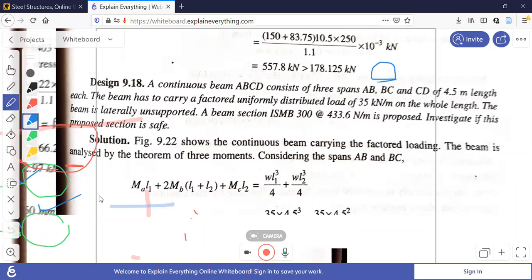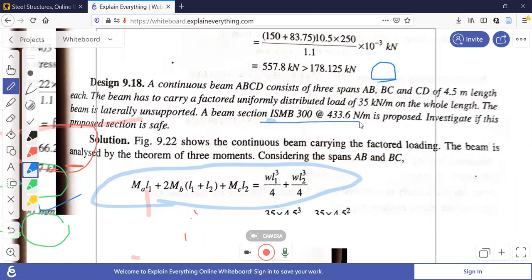What you have to do? You have to find out the moments. Find out the maximum moment. Then that factored moment has to be calculated, and MD for this section, ISMB, has to be calculated. So MD for this section has to be more than the maximum bending moment occurring anywhere in this continuous beam. Whichever is maximum, that value should be less than MD of ISMB 300.